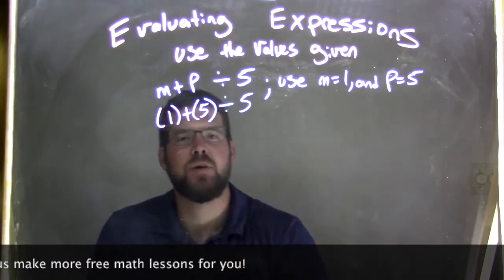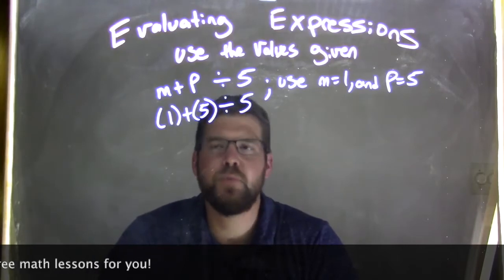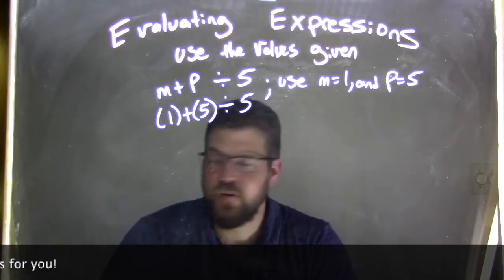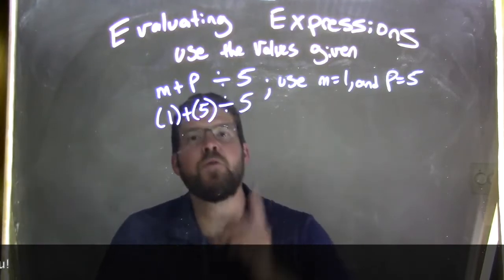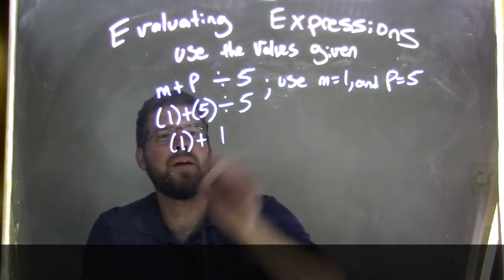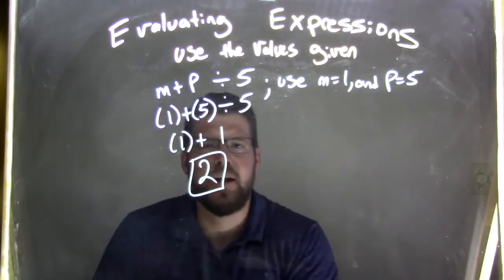divided by 5. Now we need to use our order of operations. Well, division comes before addition. So division first, 5 divided by 5, just like any number divided by itself, is 1. So we bring down the 1, plus 1 here, and 1 plus 1 is 2. And that is our final answer.